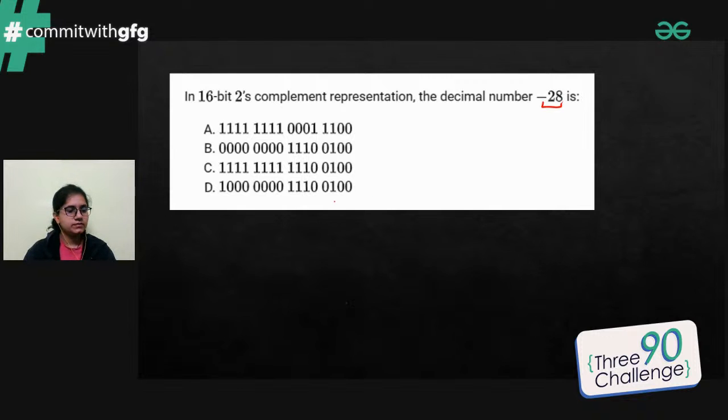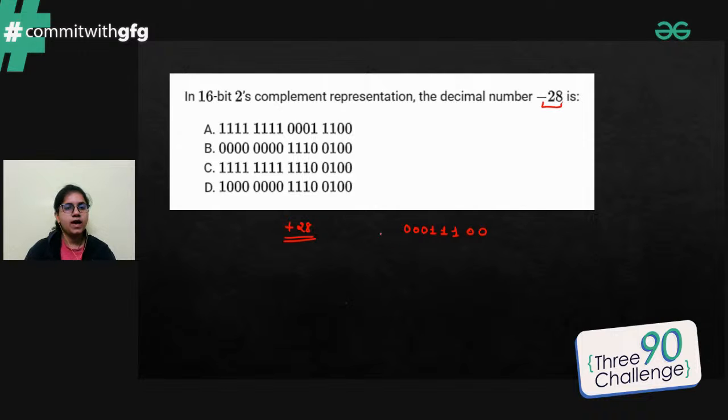For that we have to work out how plus 28 is represented. In 16 bits, how do we originally represent 28? It will be 1 1 1 0 0. This is the way to represent plus 28. But we want 16 bits.